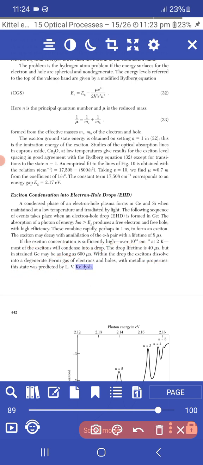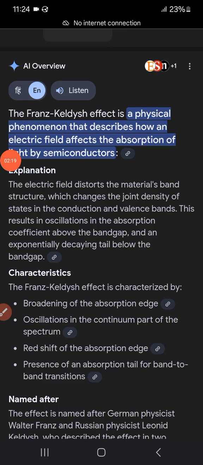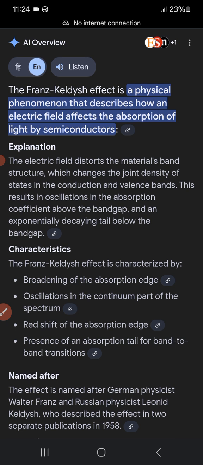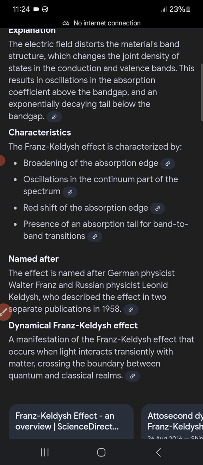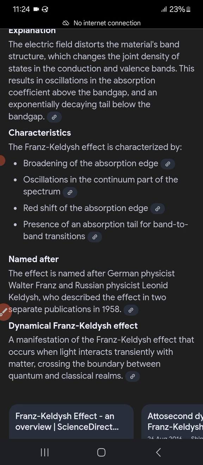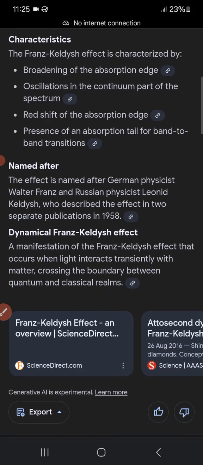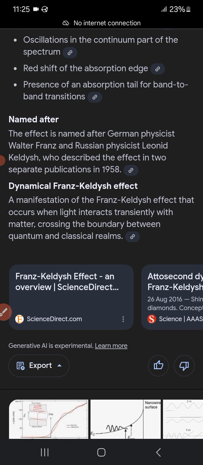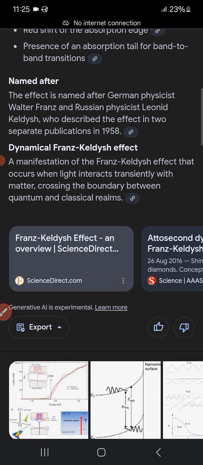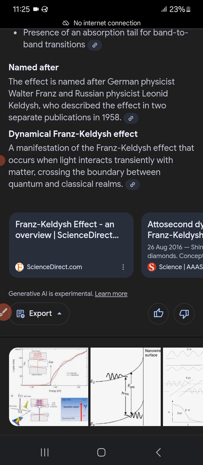Or this might be the Franz-Keldysh effect. It is a physical phenomenon that describes how an electric field affects the absorption of light by semiconductors. The electric field distorts the material's band structure, which changes the joint density of states in the conduction and valence band. This results in oscillation of the absorption coefficient above the band gap and an exponentially decaying tail below the band gap. Characteristics: broadening of absorption edge, oscillations in the continuum part of the spectrum, redshift of the absorption edge, presence of absorption tail for band to band transition.